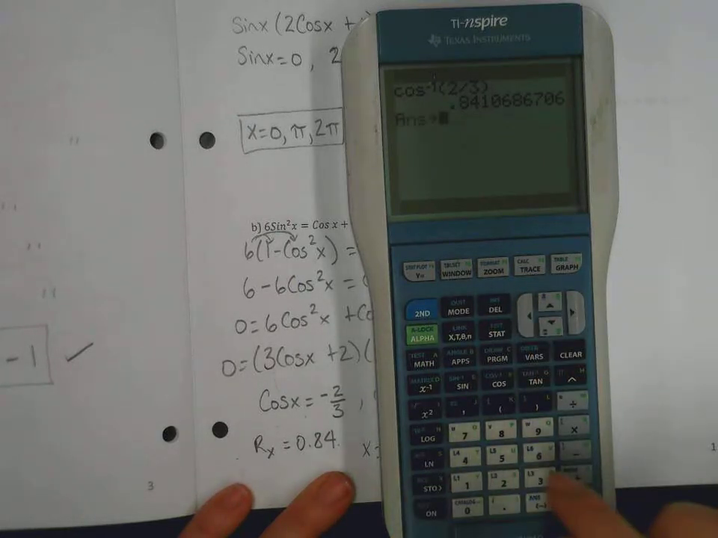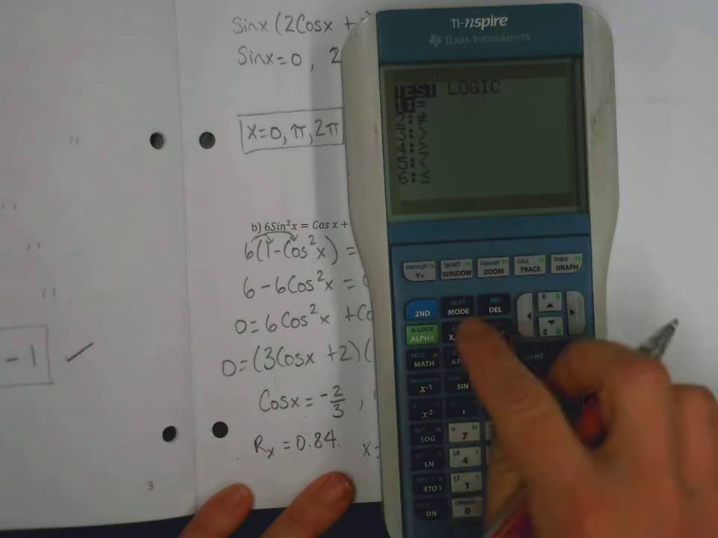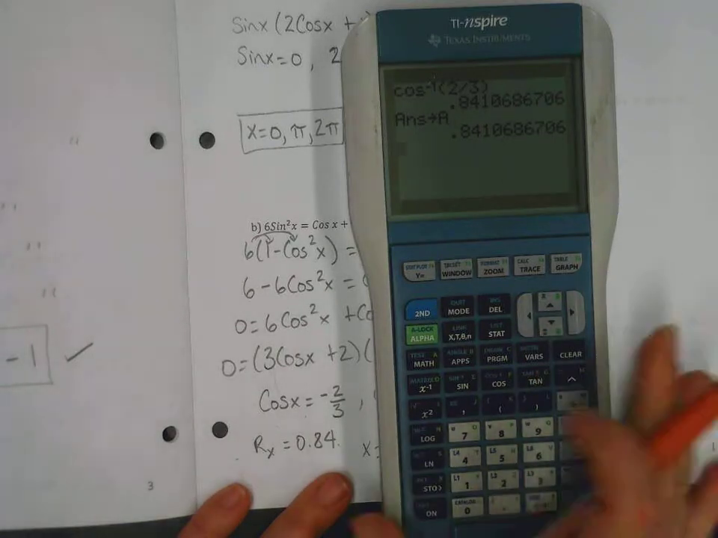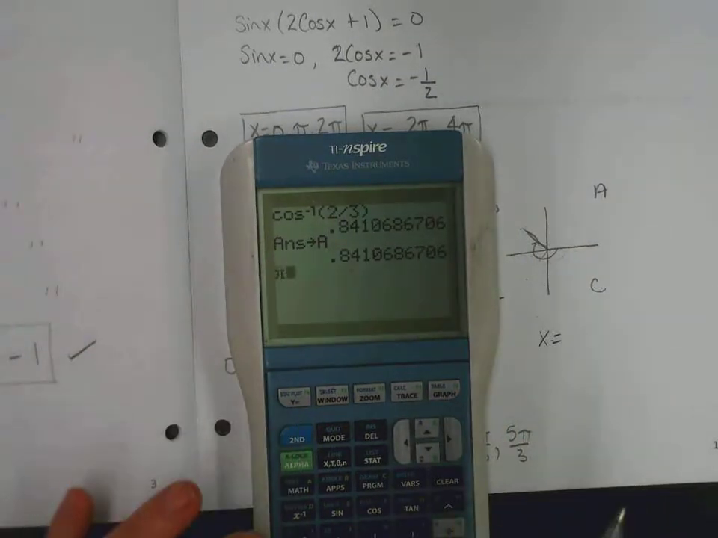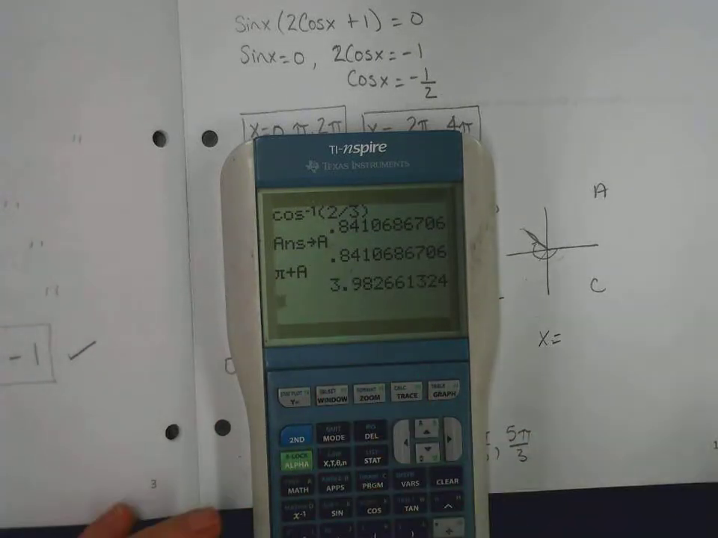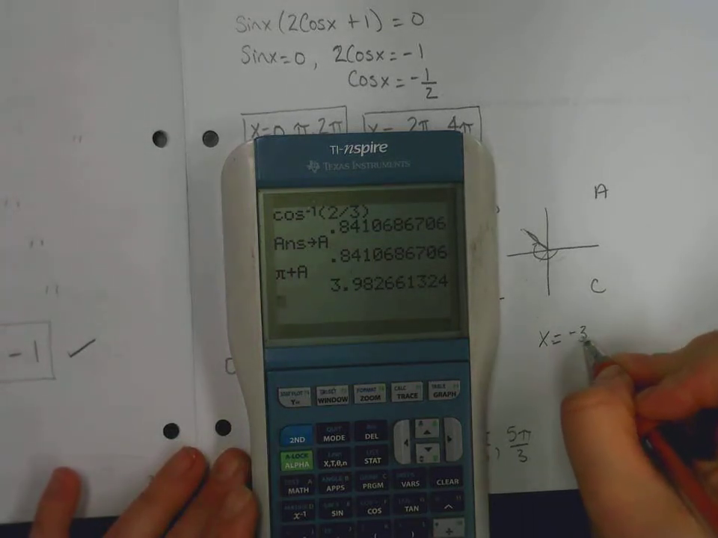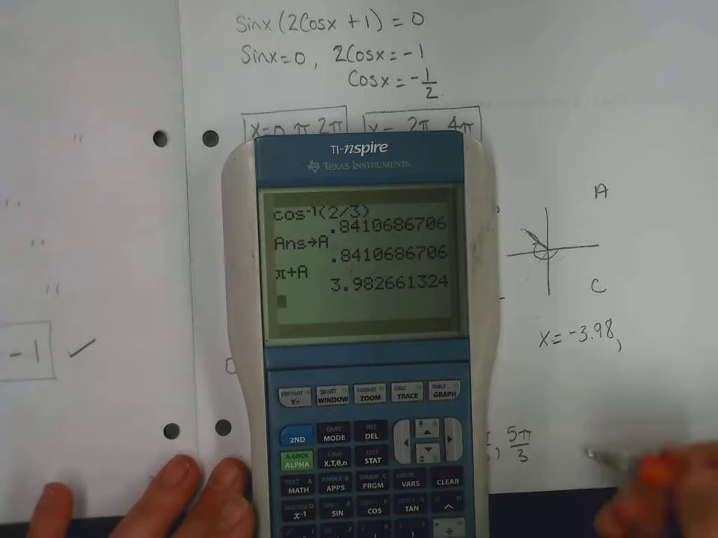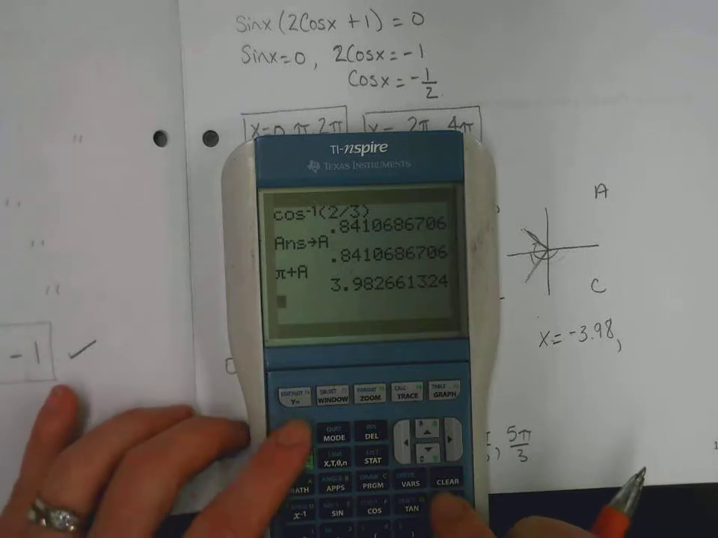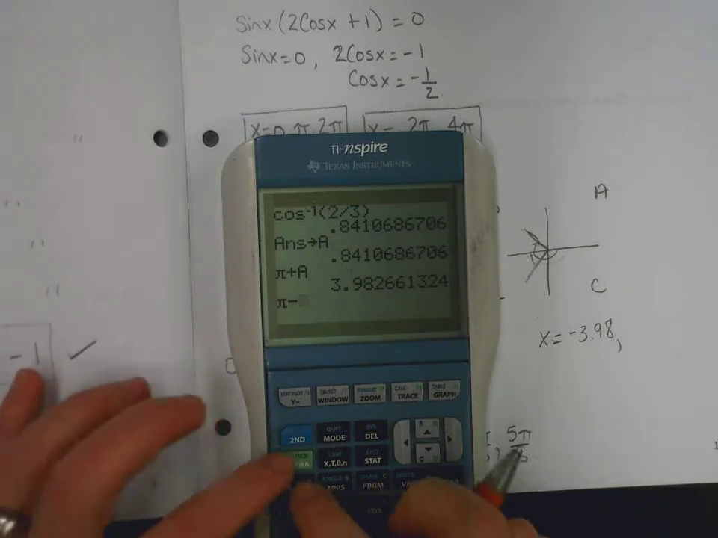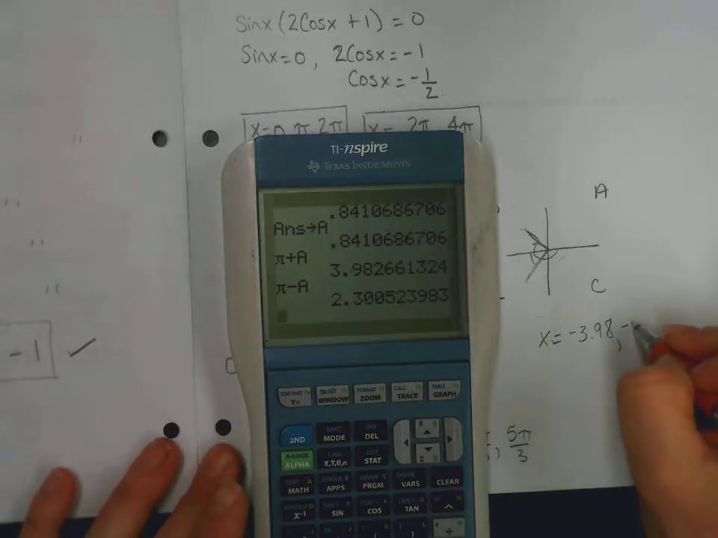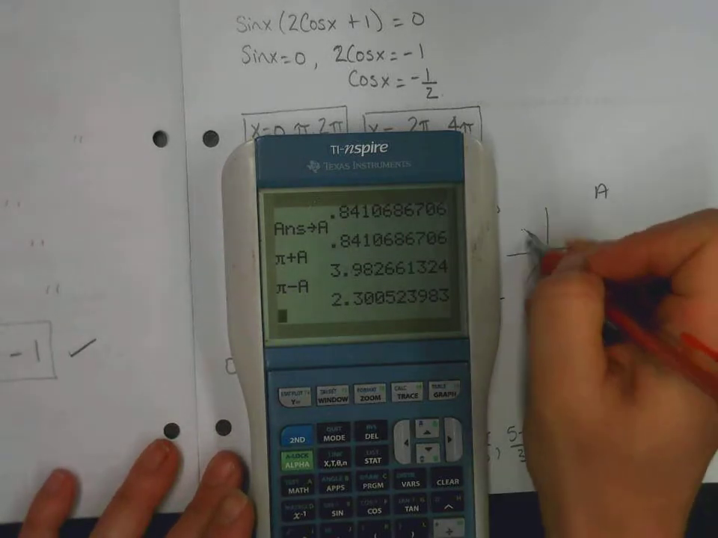So maybe we'll just store this answer in my calculator, so I constantly have it. So my first, if I take pi plus that angle, I get 3.98, but that should be a negative 3.98. And then my second solution would be here, which I'd want to take pi minus that angle, which is negative 2.30. And now I want to rotate in the positive direction.